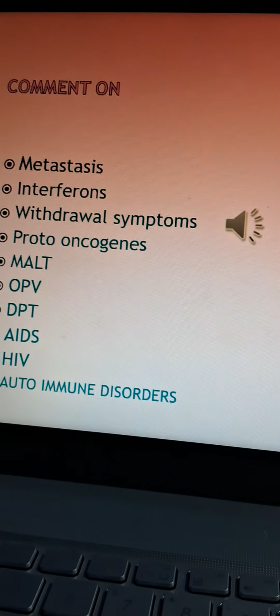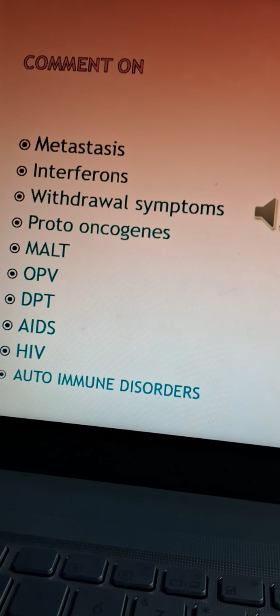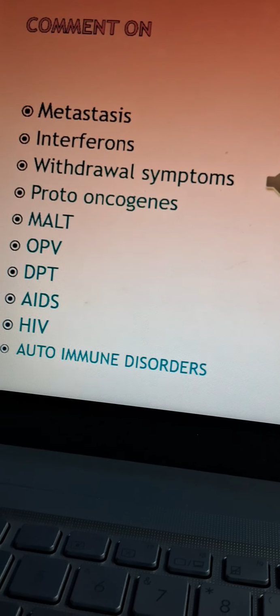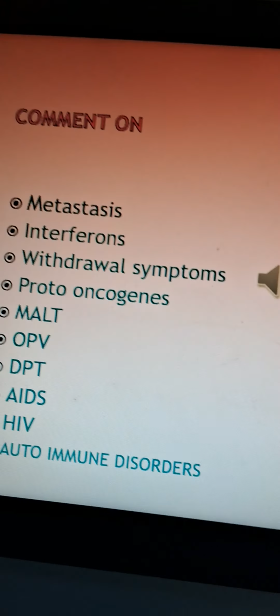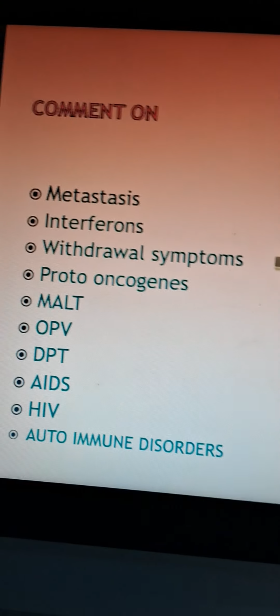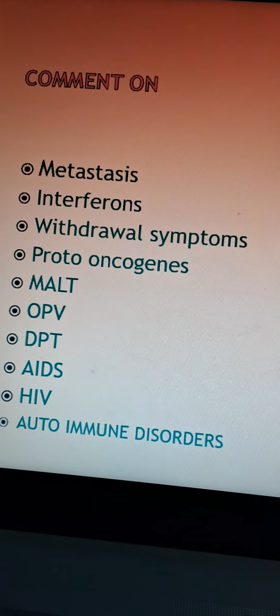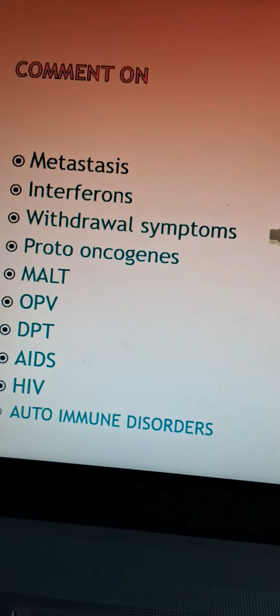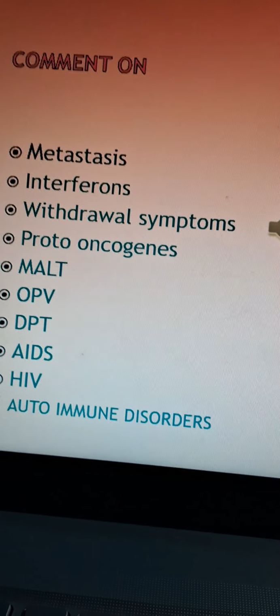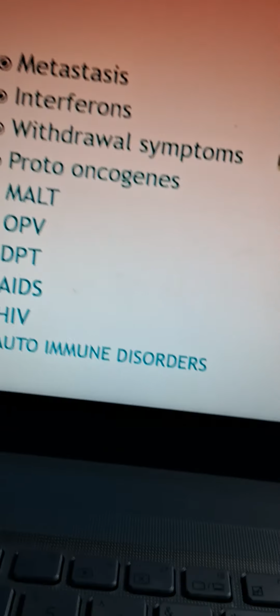Comment on 1. Metastasis. 2. Interferons. 3. Withdrawal symptoms. 4. Proto-oncogenes. 5. MALT. 6. OPV. 7. DPT. 8. AIDS. 9. HIV. 10. Autoimmune disorders.